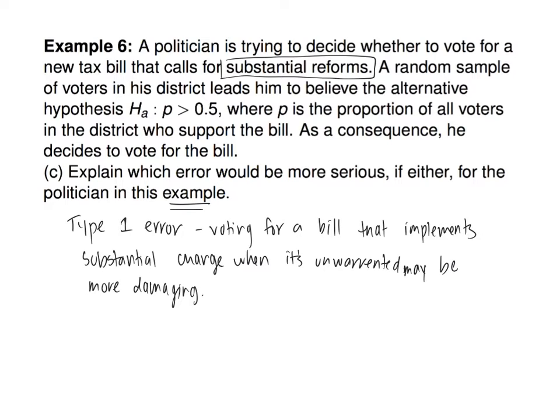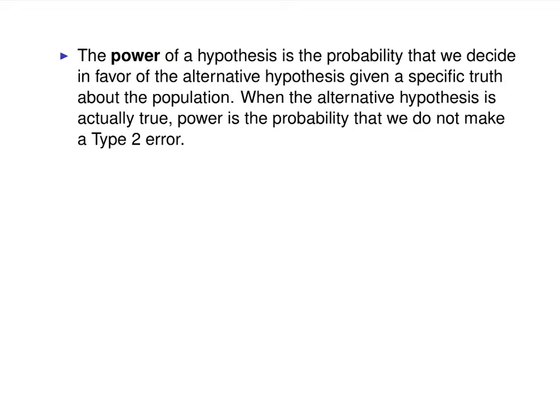Okay, and then the last thing on this little note sheet before I move on to actually doing hypothesis tests. The power of a hypothesis test is the probability that we decide in favor of the alternative given a specific truth about the population. So what this means is that when H_A is true, the power is the probability that we don't make a type 2 error, as in we don't fail to reject. Because type 2 is the garbage research where H_A is true, but you failed to establish that that was actually the case.